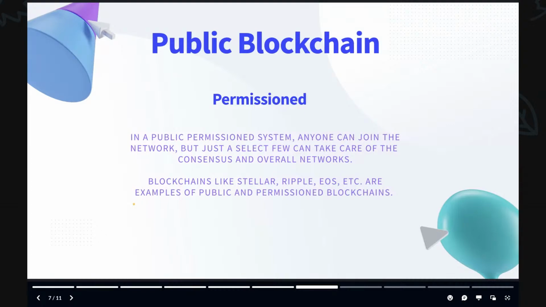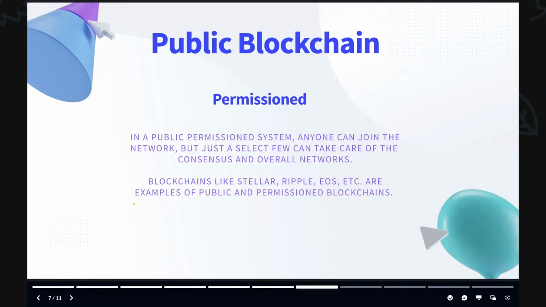As by the name, we are getting the public. Public is meant for everyone. This type of blockchain is for everyone. Anyone can join the network. You can also join the network, right? You can see the data, you can see everything. But a select few can take care of the consensus and overall network.